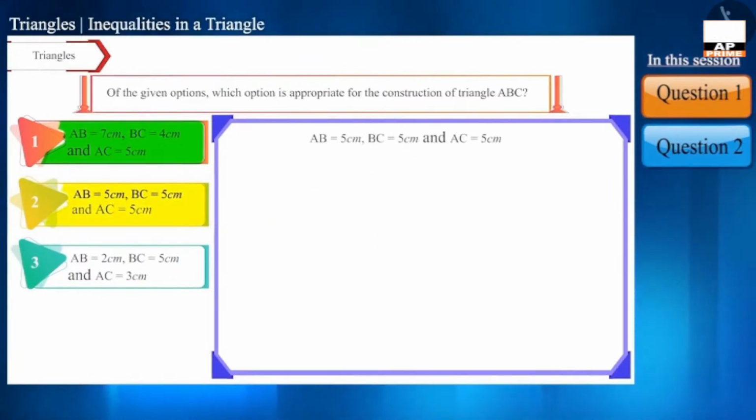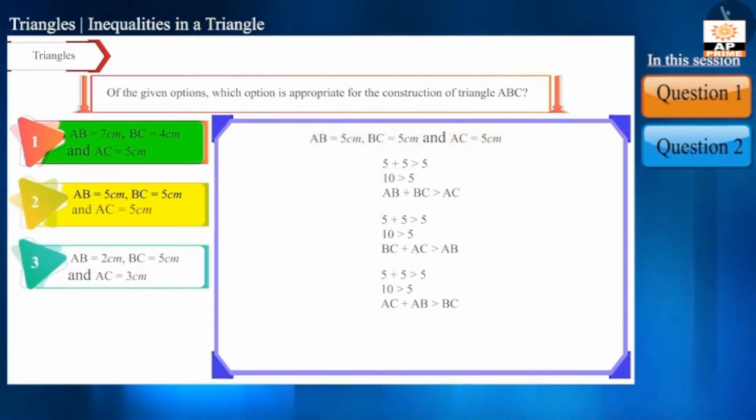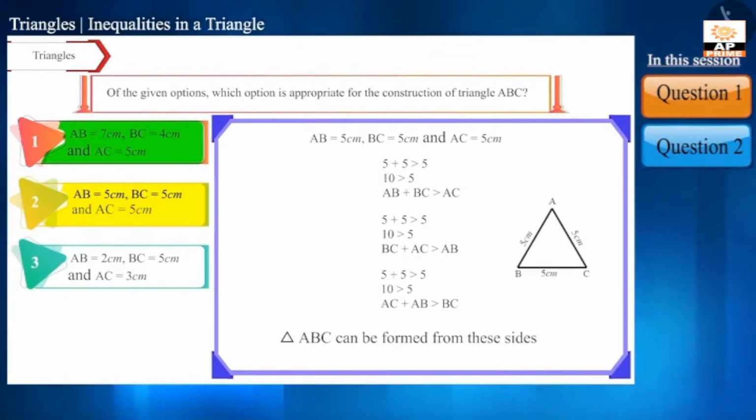Similarly, in the second option, the sum of side AB and side BC is greater than side AC. And since the length of all 3 sides are equal, therefore, we will get all 3 inequalities like this. And thus triangle ABC can be formed from these sides. Therefore, according to the question, this option is also correct.